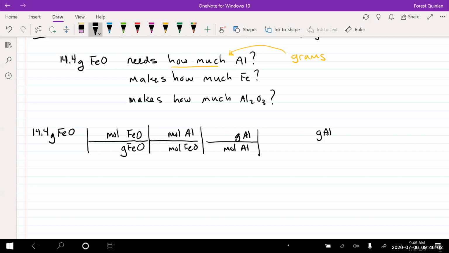Now, if you go to the periodic table, you'll be able to calculate the grams of FeO, and it will be 71.85 grams. How many moles is that if we went to the periodic table? 1. There's always 1 mole on the periodic table. All right, so we've gone to the periodic table.